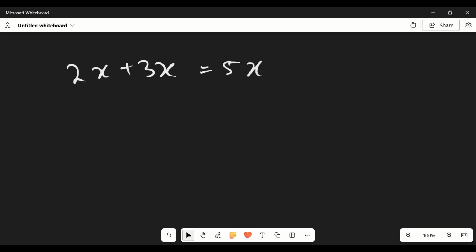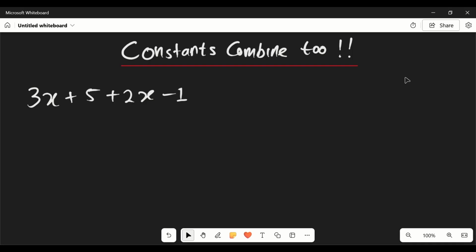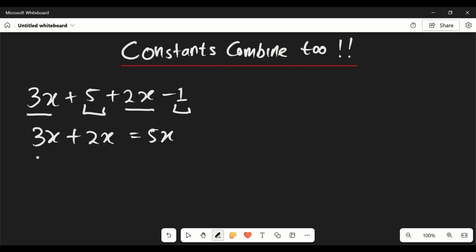And I want you to focus on understanding this algebra. We can combine constants too. For example, we have 3x plus 5 plus 2x minus 1. First, we must group the constant and the variable term. This is variable term and this is constant. So we can combine the variable term, that is 3x plus 2x. This is 5x. And we can combine also the constant. We get 5 minus 1. It is 4. So we get the result 5x plus 4.